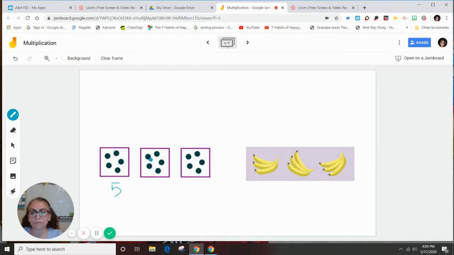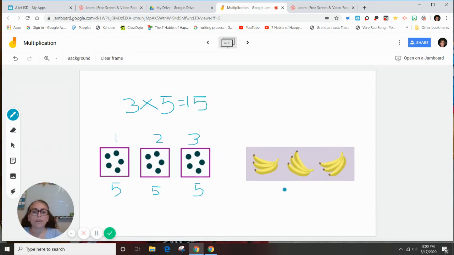1, 2, 3, 4, 5. 1, 2, 3, 4, 5. Okay, so in each group, I have 5. How many groups? 1, 2, and 3. So I have 3 groups of 5. On this one, I can keep count by 5s. 5, 10, 15 equals 15.